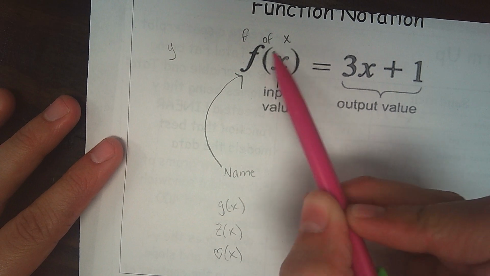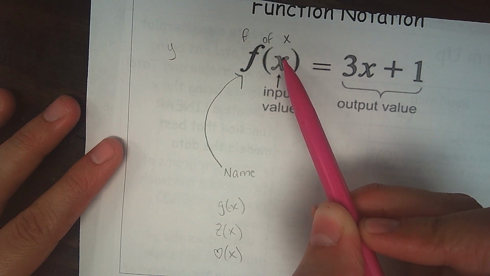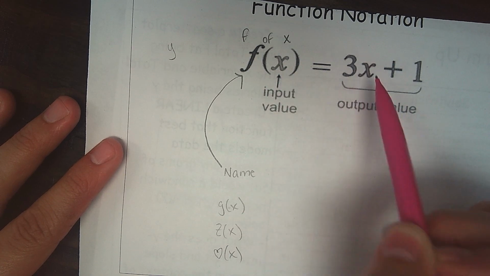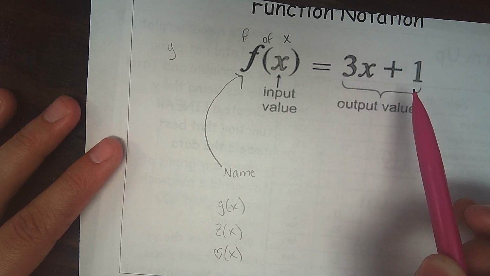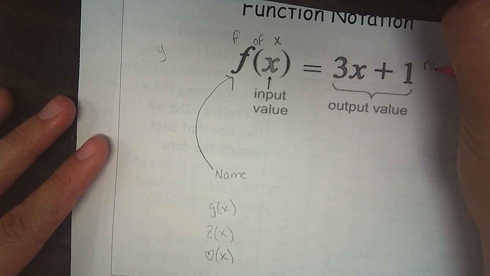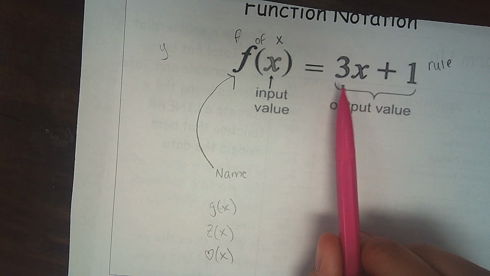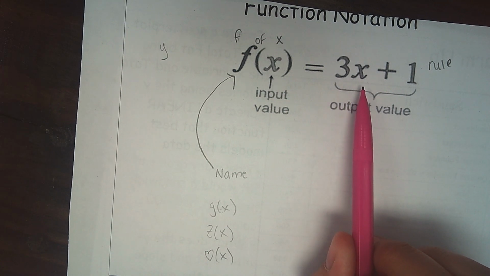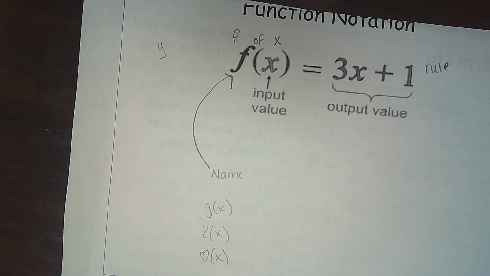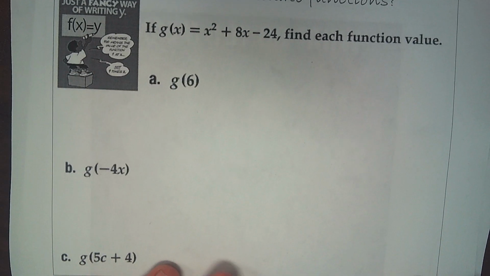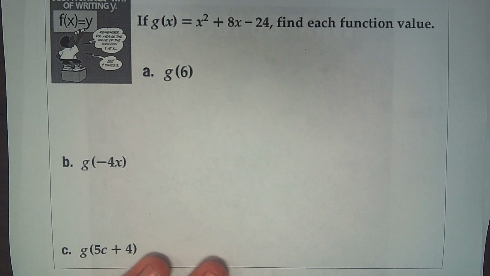What is in the parentheses is what we are inputting into the function. So this is what I'm inputting. And then what it equals is my output, or you can think of it as the function rule as well. Another thing you can think is we are doing 3 times our input, whatever that might be, plus 1. All right, so like I said, today is going to be about evaluating functions. So here is our first example.